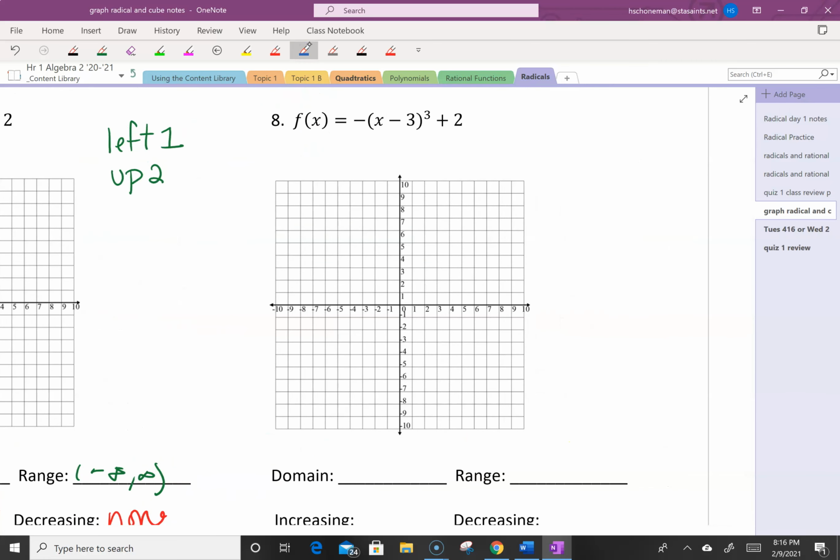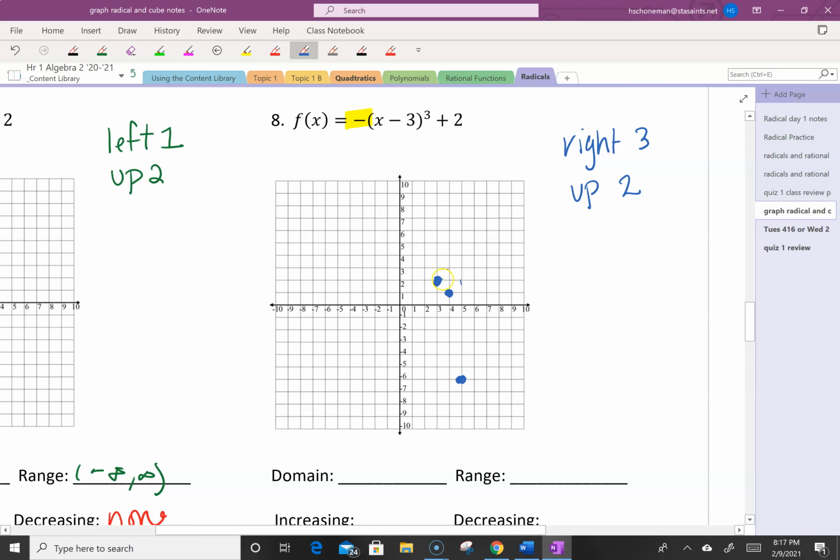Number 8, the negative 3 inside tells me that I'm going to go right 3, and the plus 2 says that I'm going to go up 2. So my starting point is right 3 and up 2, and then I'm going to use my pattern. However, with this negative, it's going to be the opposite. Normally I go right 1 and up 1, so I'm going to have to go right 1 and down 1, and right 2 and down 8.